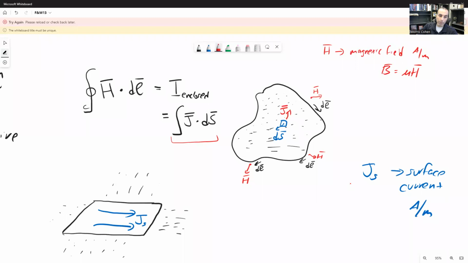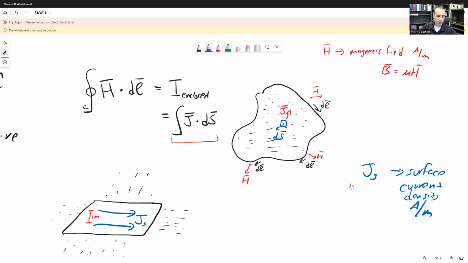It's amps per meter because basically if I take a little 1 meter segment right there, and I ask the question, how much current is crossing through that, then I would take the Js, the surface current density, and I multiply it by that 1 meter, and now I have the number of amps that are passing through. So the surface current density is amps per meter. So what's the magnetic field from this sheet current?